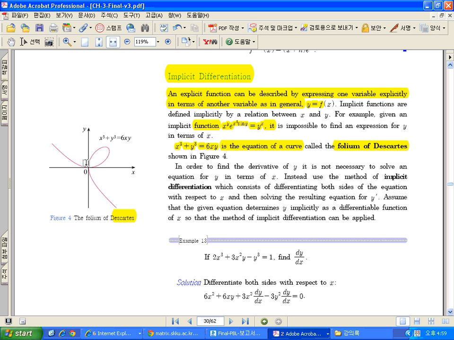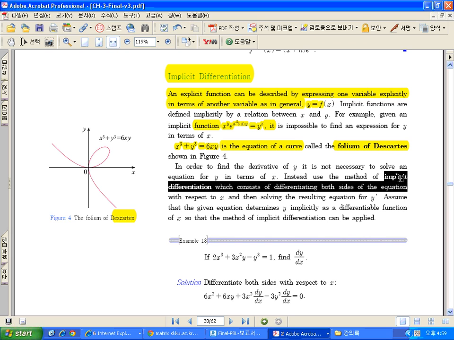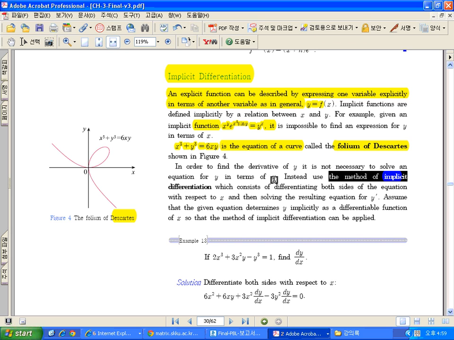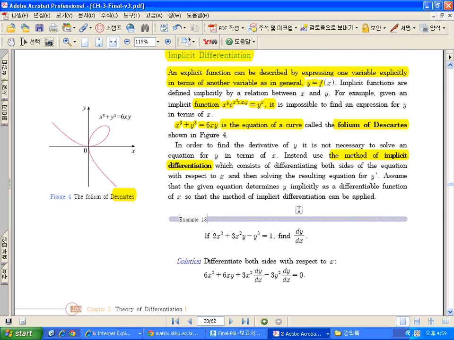Since we are using this type of graph, we should understand this kind of equation. In order to understand its nature, we need to know the rates of change as well. So we need to know the derivatives related to this type of implicit function. So we study the method of implicit differentiation.